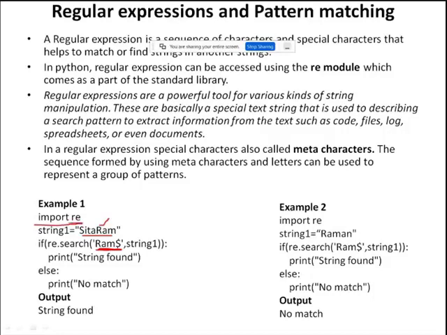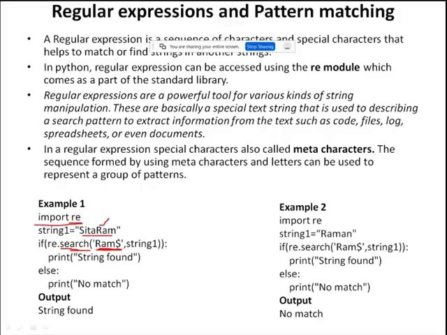So import re module, and in the second line string1 equals Sitaram. That means I am assigning some string to the string1 variable. And here is the if condition: if re.search, that means I am accessing one method from the re module. What is the method name here? Search. The search method is used to search for the first occurrence of the given pattern or given substring.